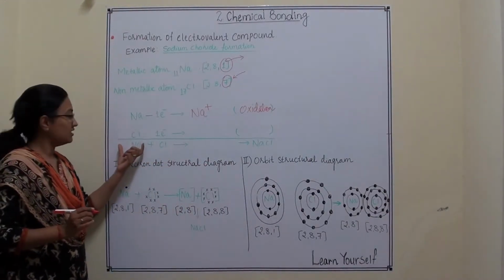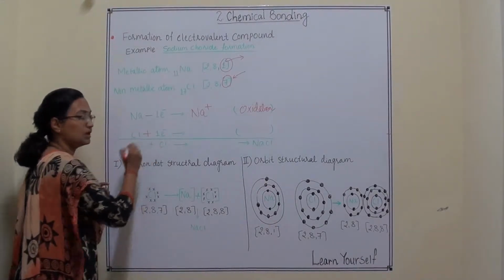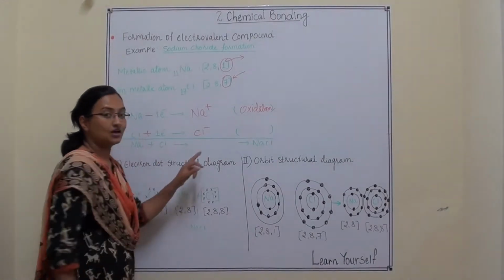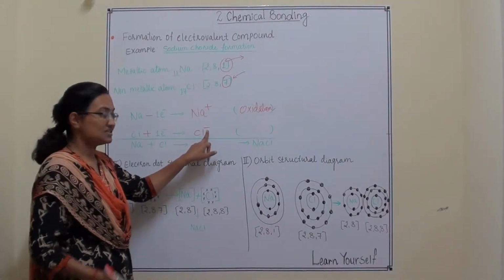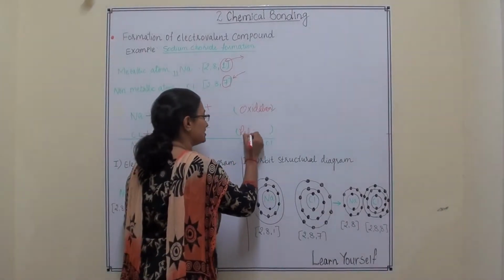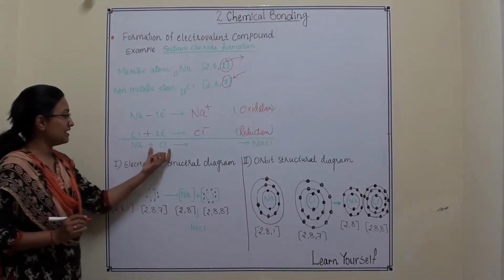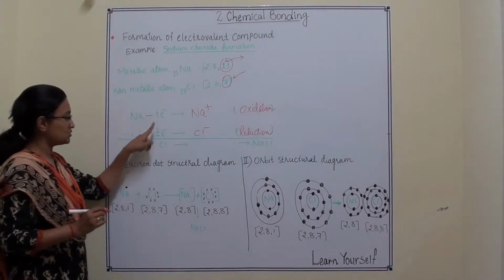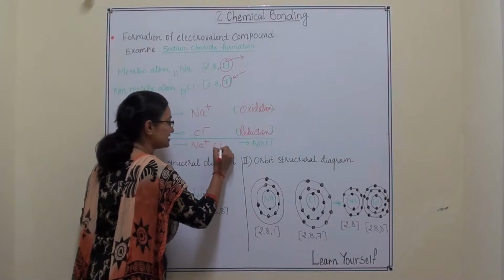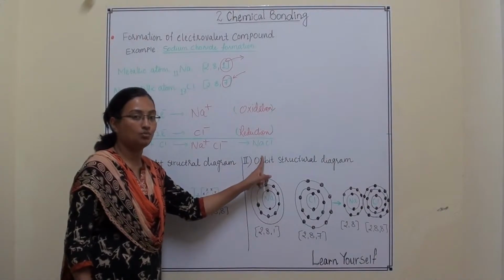Now, what about chlorine? When chlorine is gaining one electron, we have to put plus here. After gaining one electron, chlorine will have one negative charge. And once it is gaining the electron, this reaction is known as a reduction reaction. So as sodium and chlorine, this minus 1 and this plus 1 will cancel, and here it will be Na plus Cl minus. In turn, they will form NaCl, an electrovalent bond.